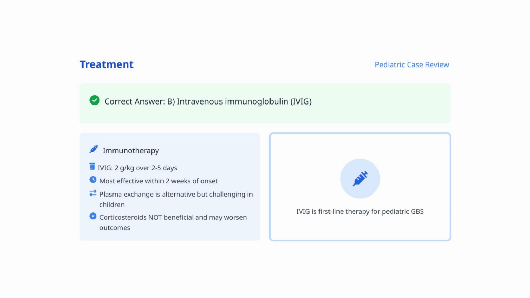IVIG at a dose of 2 grams per kilogram divided over 2 to 5 days is the first-line immunotherapy for pediatric Guillain-Barré syndrome with significant weakness. IVIG is most effective when administered within 2 weeks of symptom onset. Plasma exchange is an alternative with similar efficacy, but is logistically more challenging in children. Notably, corticosteroids have not shown benefit in GBS and may actually worsen outcomes, so they are not recommended.